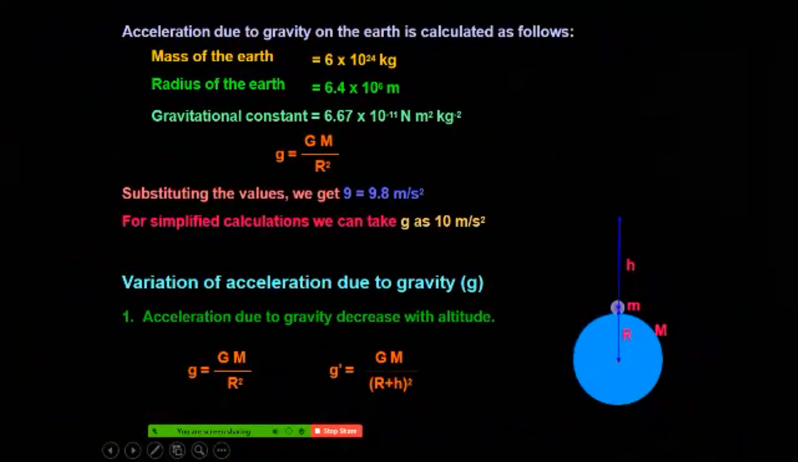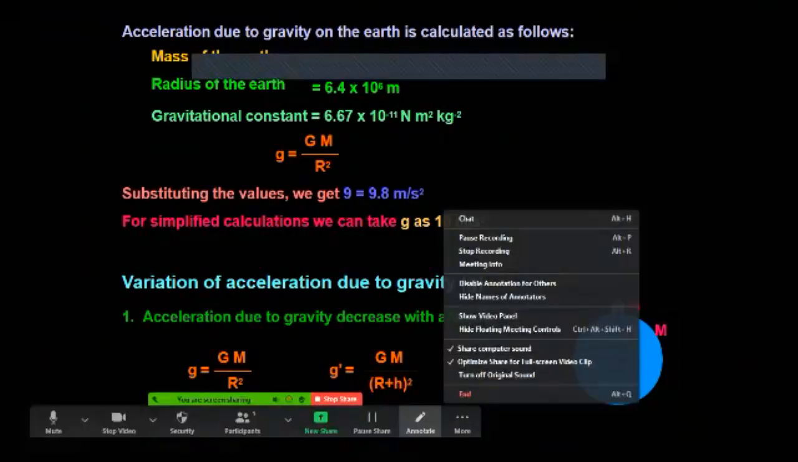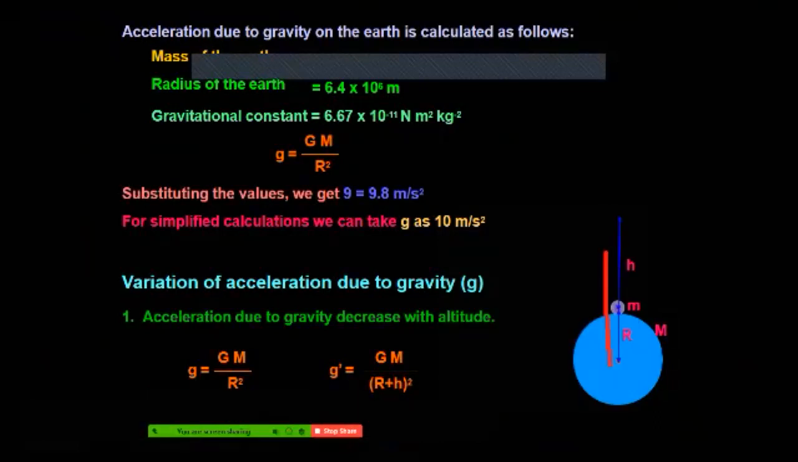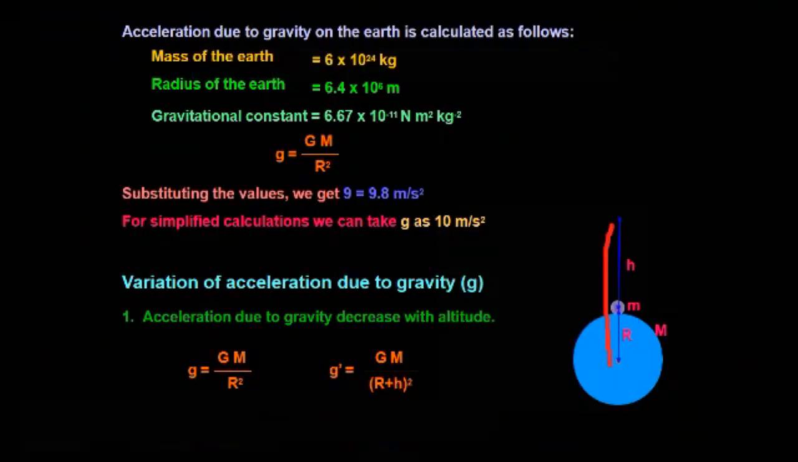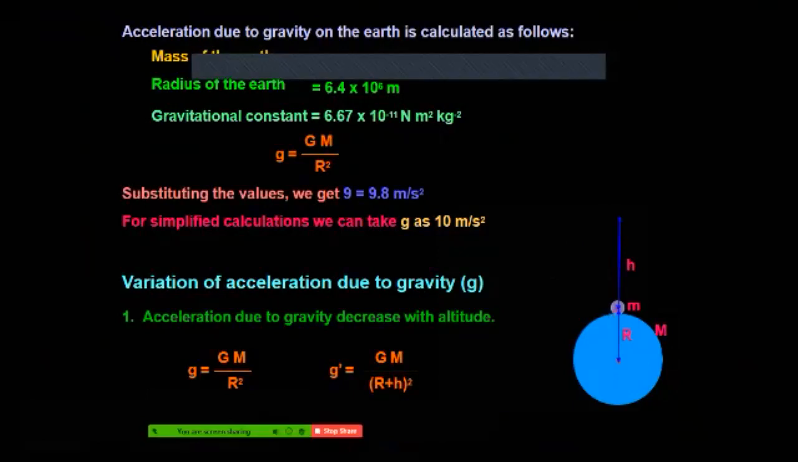So here, acceleration due to gravity, small g is equal to capital G capital M by R square, or g dash is equal to capital G capital M by R plus H on the earth whole square. Because it is having some height, this height we are also going to add. So this is the complete one, R plus H. So R from here, and then we are also writing that H. So R plus H we are just writing.